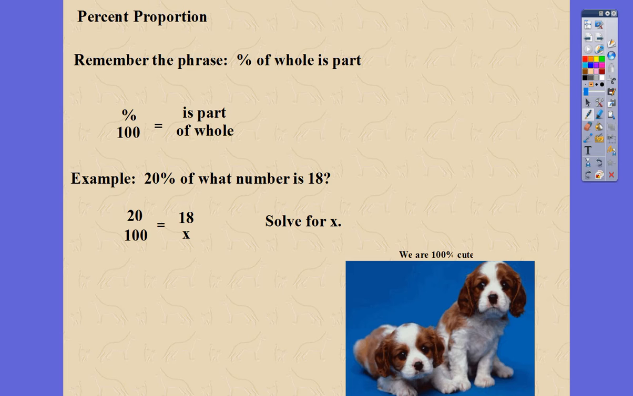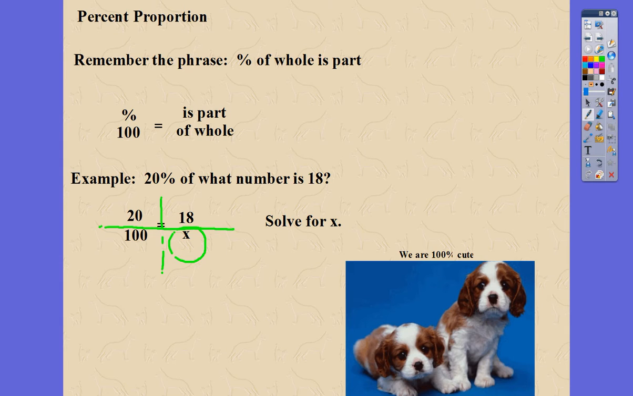That just helps them remember that the "of" goes with the whole and the "is" goes with the part. All right, so we have 20% of what number is 18. And here we have it set up where our variable belongs to the whole because that's what is missing.